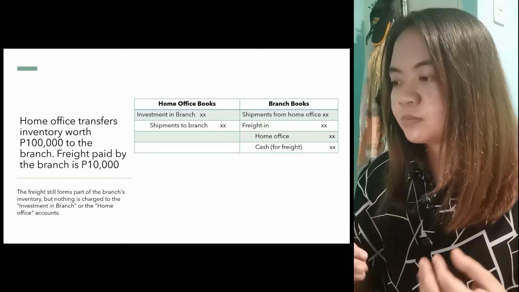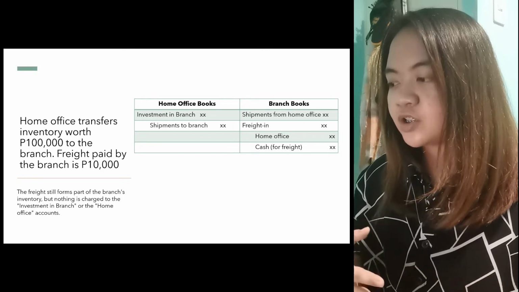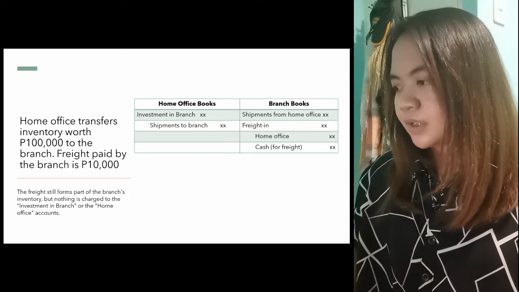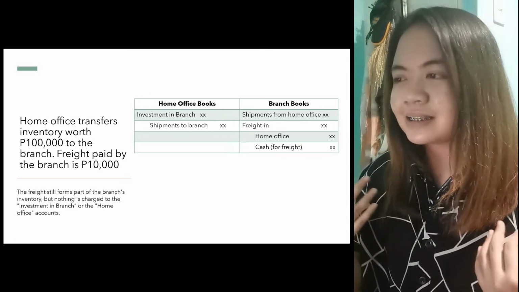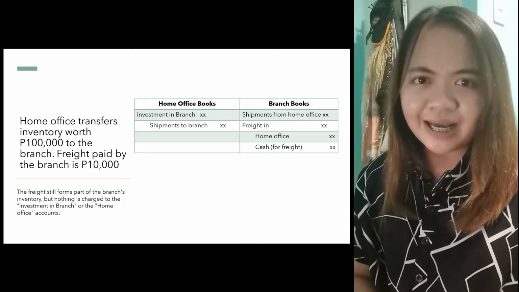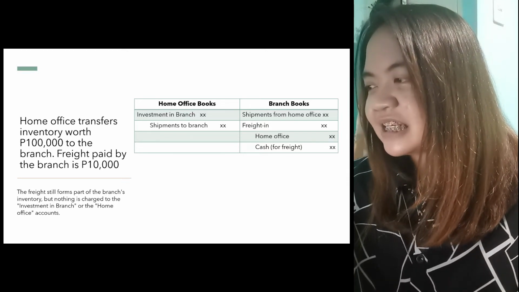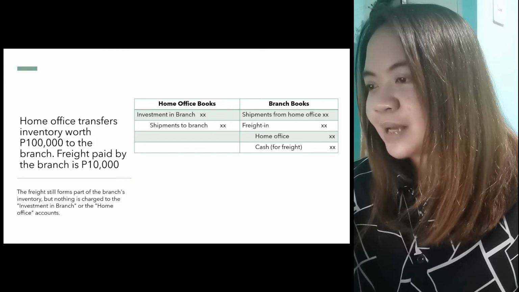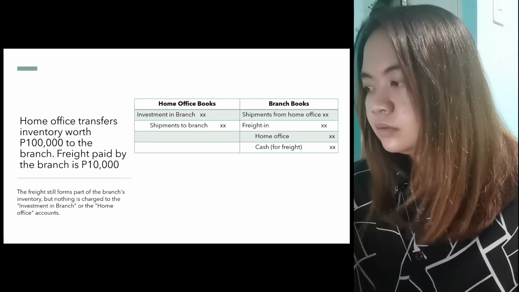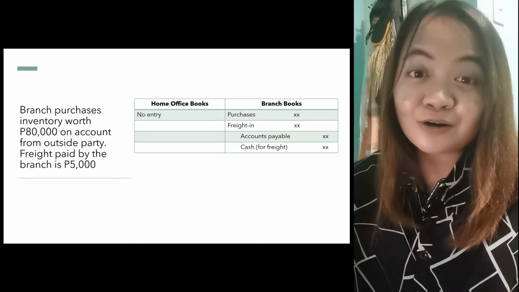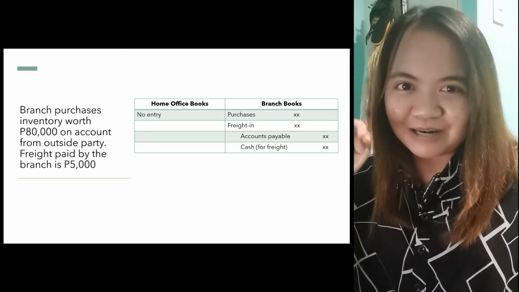The freight still forms part of the branch inventory but nothing is charged to the investment in branch or the home office account kasi hindi nga si home office yung nagbayad. So, yeah. Branch purchases inventory worth 80,000 on account from outside party. Freight paid by the branch is 5,000. Ito, hindi involved si home office. Bumili siya sa tagalabas. Okay?